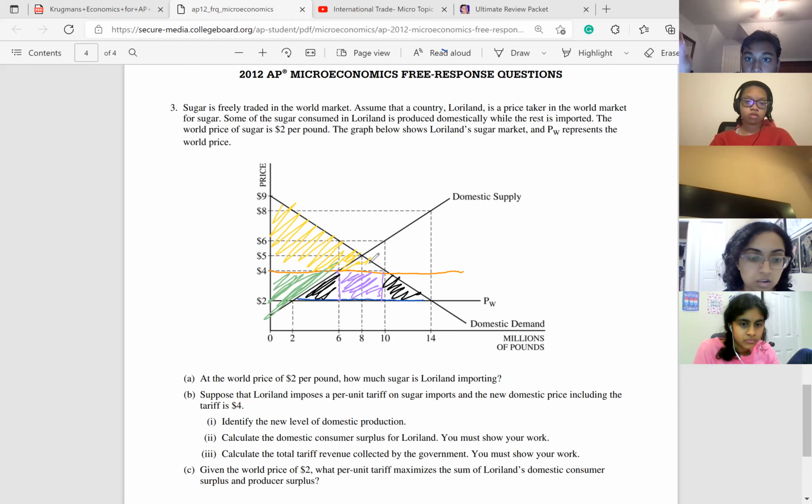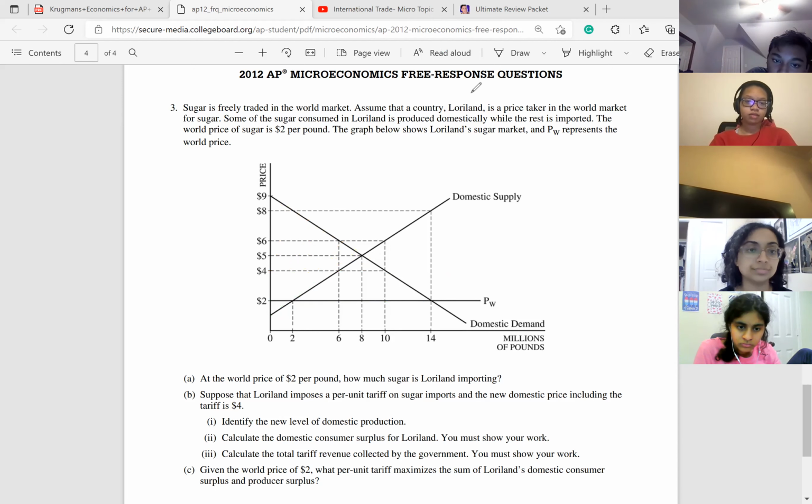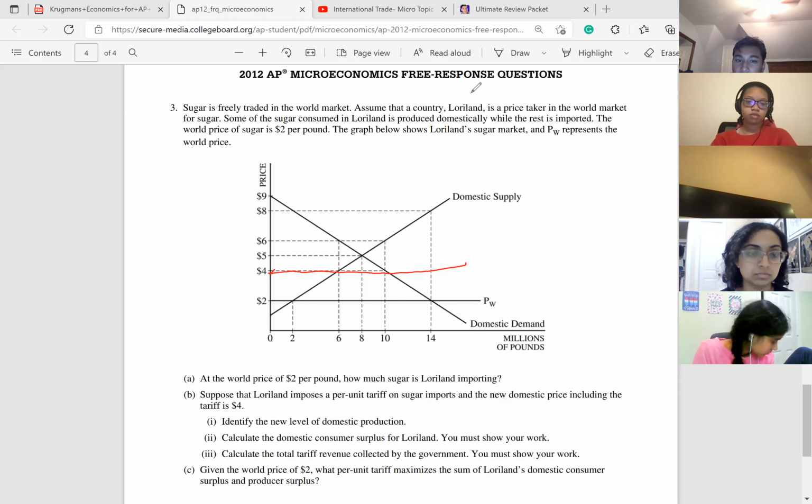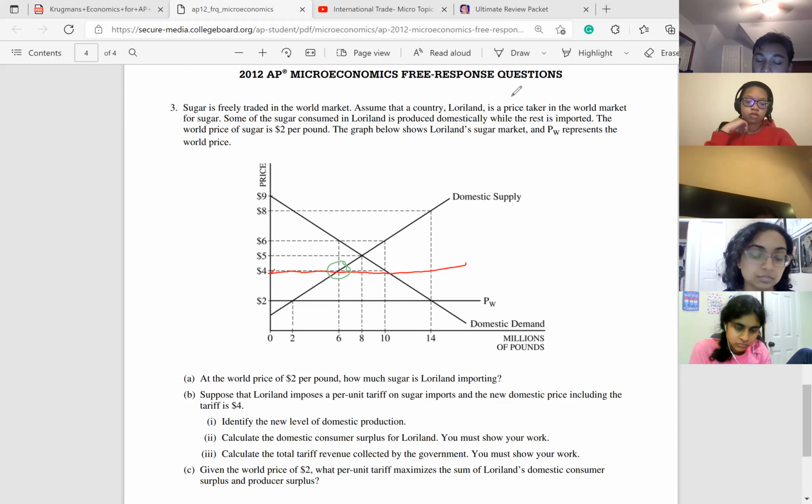So let me clear this. And this will be on YouTube later, in case you want to see. Let me draw the new tariff line. This is where it is. Identify the new level of domestic production. That's where the suppliers are supplying it. So would it be 6 right here? Yeah, okay. And then calculate the new domestic surplus for Loriland.